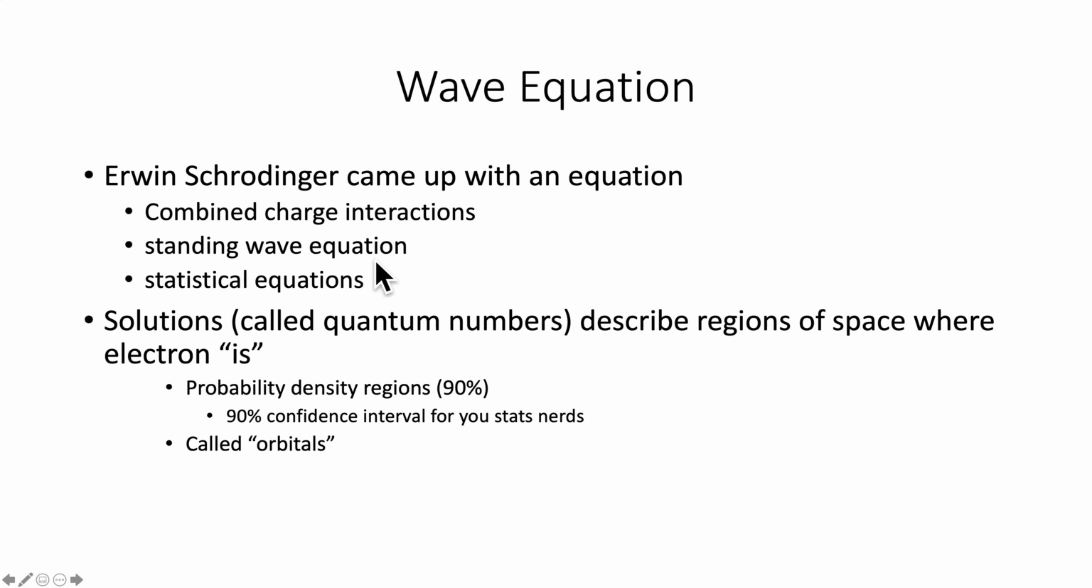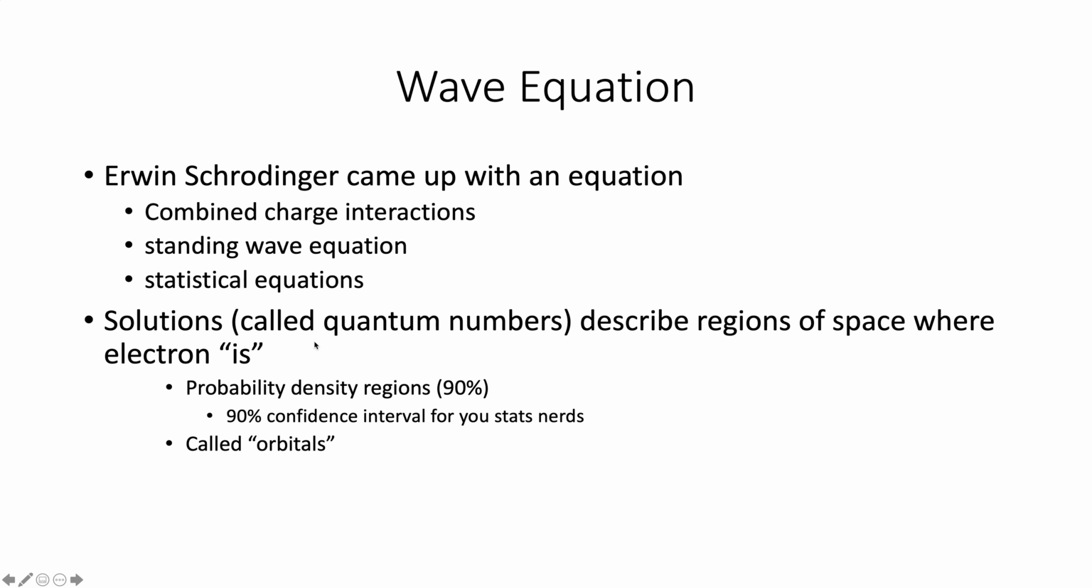So taking all this together, Erwin Schrödinger came up with an equation, and he combined several things: charge-charge interactions, equations for standing waves, and some statistical stuff. The solutions are called quantum numbers. You'll deal more specifically with quantum numbers in Chem 200. But what they describe are regions of space where the electron is.